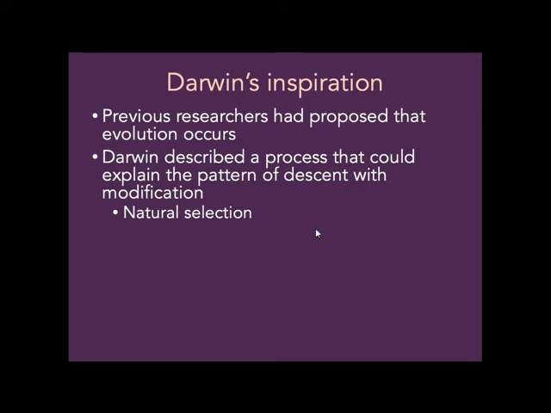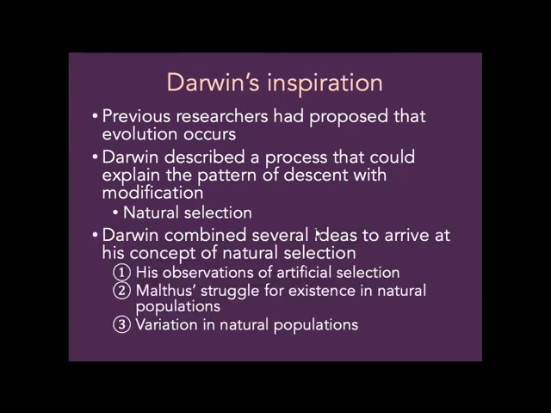And so what Darwin did that added to things is he described a process that could explain the pattern of descent with modification. So people had seen the pattern of evolution before Darwin. But Darwin described the process by which evolution occurred. And that process is called natural selection.